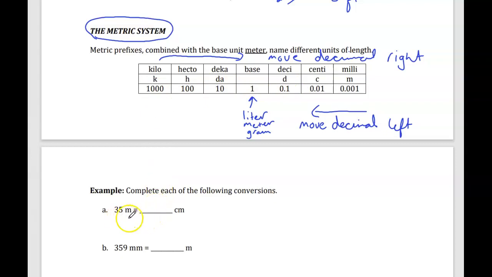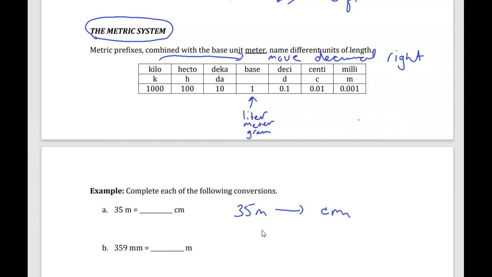Let me give you an example. We want to start out with 35 meters, and we want to go to centimeters. Okay? So if I get rid of all of this underneath here so that I can look at this carefully, I'm starting out here at 35 meters. I'm going to centimeters. So that means I'm going to jump once and I'm going to jump twice. I'm jumping to the right.